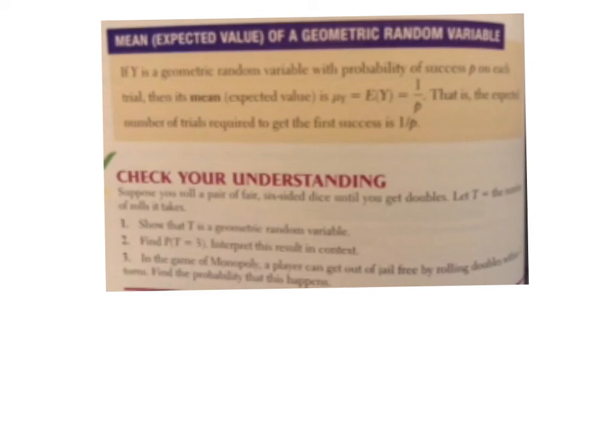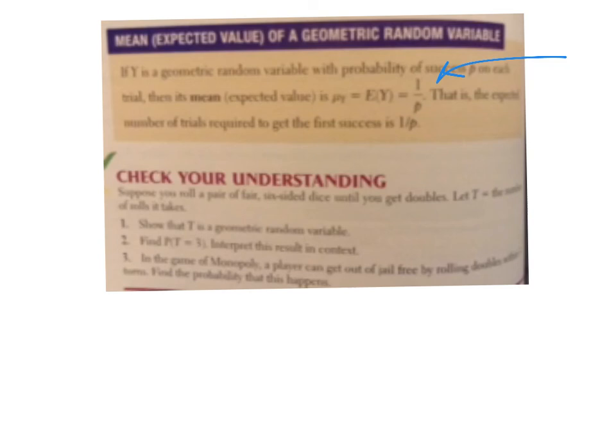You also could be asked to calculate the mean, the expected value, of a geometric random variable. When you're doing that, your formula is just 1 over your probability of success. So my expected value of y would be 1 over p. So let's run through this, check your understanding, and we'll be all set with these.